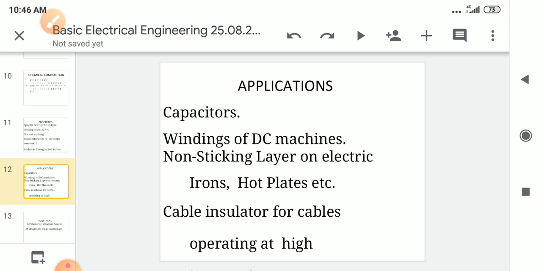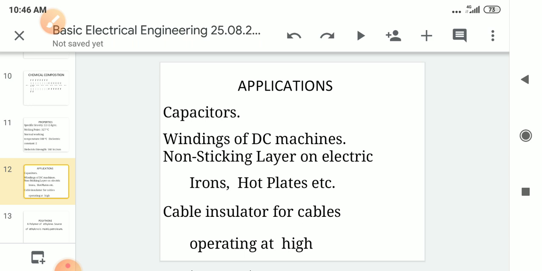Non-sticky layer on electric irons. So this Teflon is also used in electric irons, iron box. It's a non-sticky layer. And hot plates, like that. Cable insulators for cables operating at high temperatures.